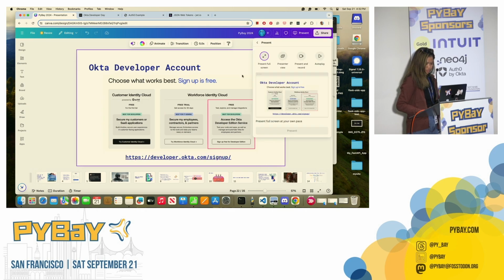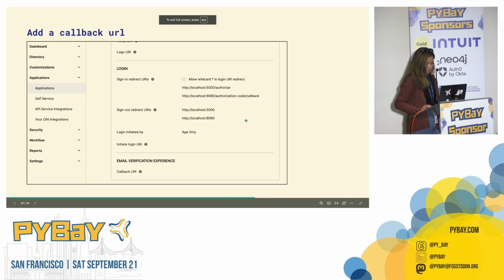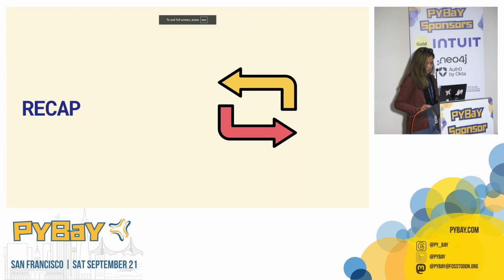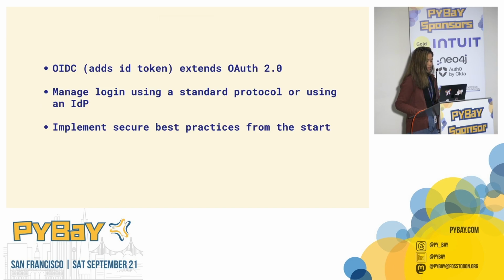Let's finish up here. Okay, I showed you that. So again, OIDC extends the OAuth 2.0 framework. It adds that ID token piece. If you don't want to read the massive standard protocol online, maybe you want to, and you don't want to do auth yourself, maybe just let an IDP like Okta or Auth0 do it for you.